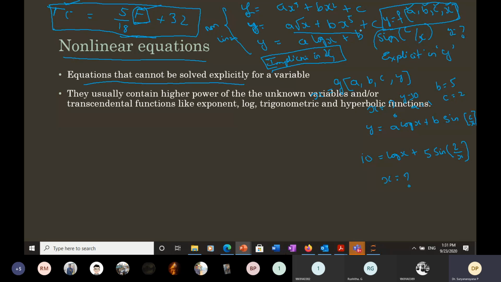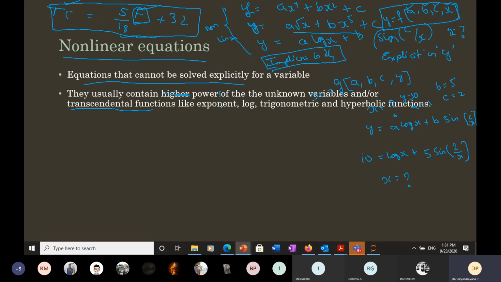They usually contain higher powers. I think I'll say not higher, it could be fractions also. So I'll say powers of the unknown variable other than 1, and or transcendental functions.